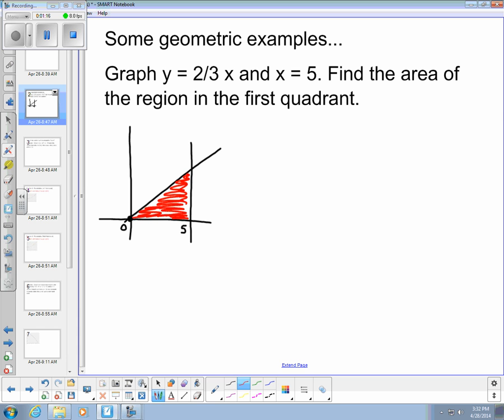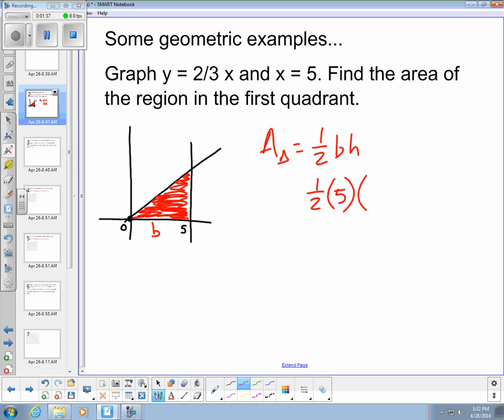So if I wanted to find the area of this triangle, then I just need the formula for area of a triangle, which is 1/2 times base times height. Our base on this triangle is 5 units long because it starts at 0 on the x-axis and stops at 5.